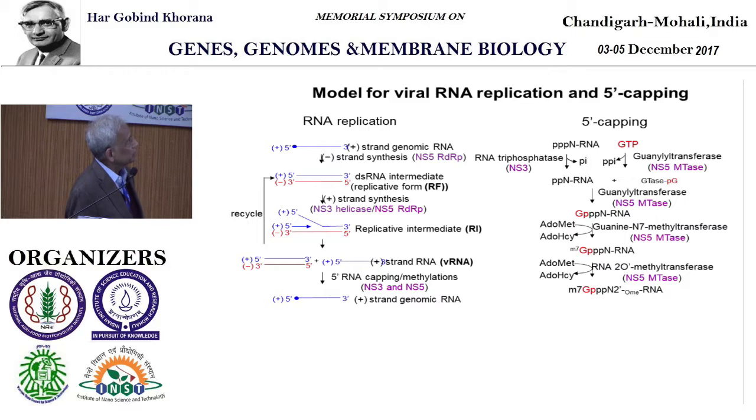The capping requires four enzymatic activities. The first step is again dephosphorylation of the triphosphorylated RNA, and then addition of GMP after hydrolysis of GTP by NS5 methyltransferase. The capped RNA is then methylated, again by NS5 methyltransferase, which puts a methyl group at the N7 position as well as the 2' O-methyl position.